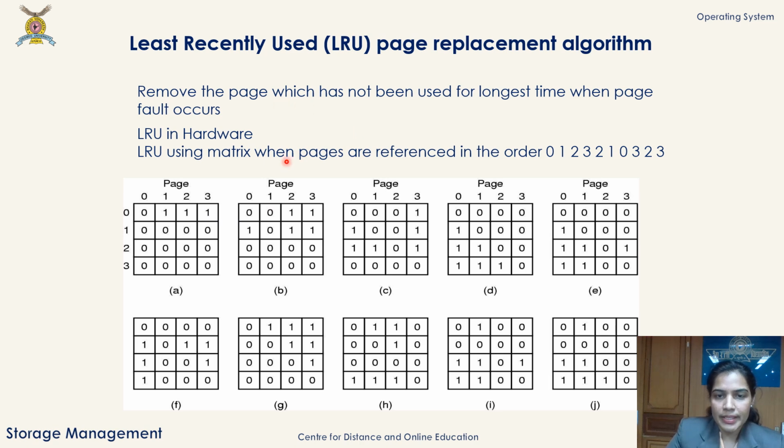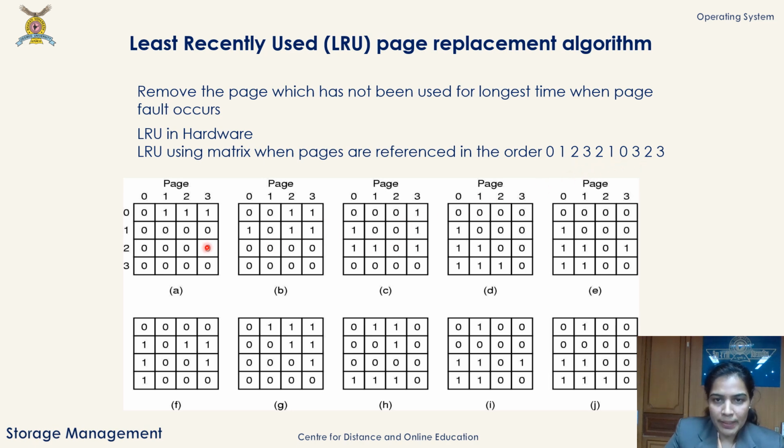The next is least recently used page replacement algorithm. This algorithm says that remove the page which has not been used for the longest time when a page fault occurs. Now here LRU is implemented in hardware. LRU using matrix: the pages are referenced in the order 0, 1, 2, 3, 2, 1, 0, 3, 2, 3. So in this order the pages are referenced, and this matrix shows the situation when the pages are referred in this order.